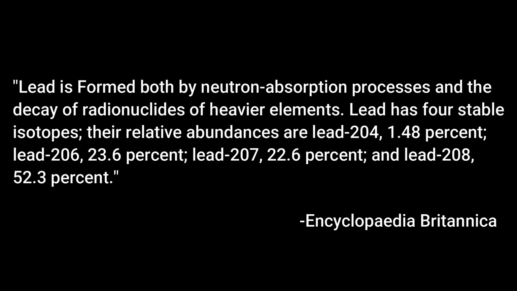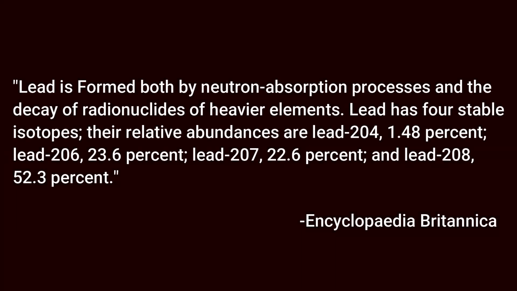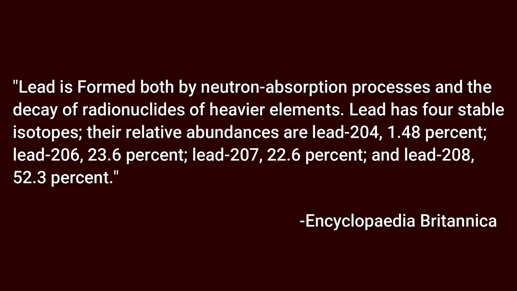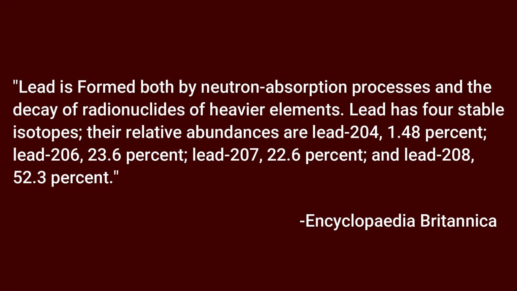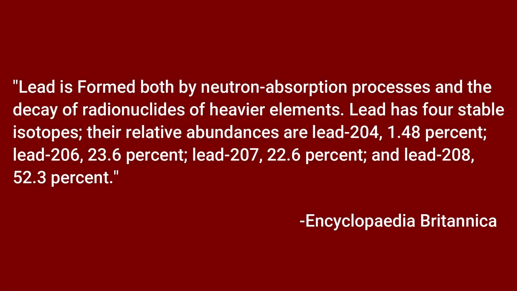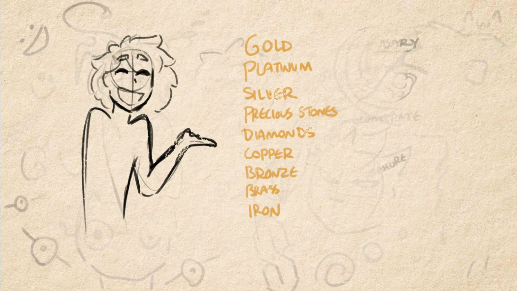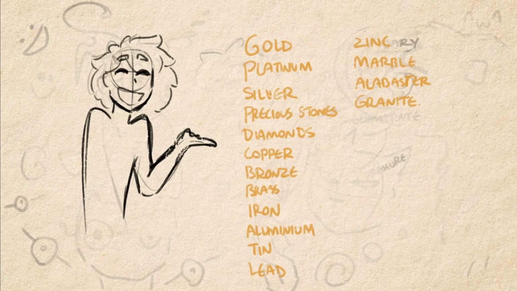Lead has 4 stable isotopes. Their relative abundances are Lead-204, 1.48%, Lead-206, 23.6%, Lead-207, 22.6%, and Lead-208, 52.3%. And that is so far outside of my wheelhouse, it's not even funny. So I switched gears and got a little rundown on the most important resources and their uses for our worlds.